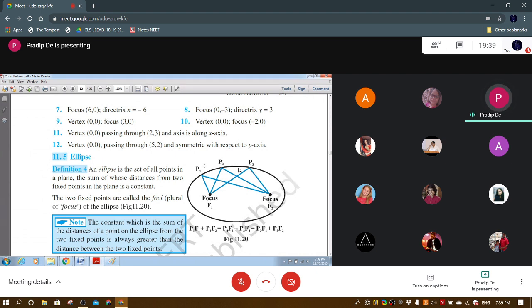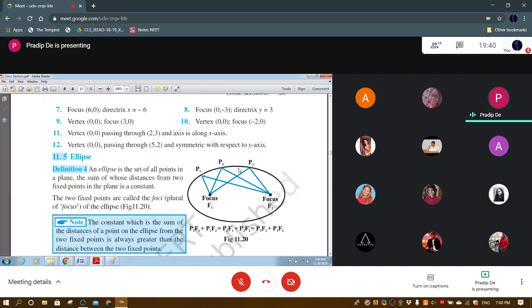So if I take three such points P1, P2 and P3 on the curve, at any position, for P1, what is the sum of the distances from the two fixed points F1 and F2? It is P1F1 plus P1F2. This length will be the same as P2F1 plus P2F2. When the point has moved to the point P2, the sum of the distances from F1 and F2 is P2F1 plus P2F2. It is the same as P1F1 plus P1F2.